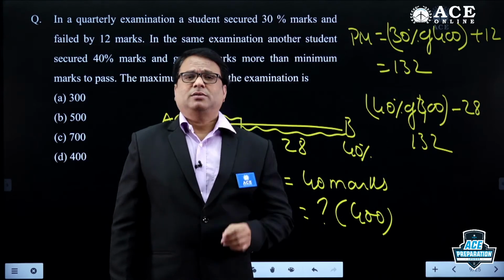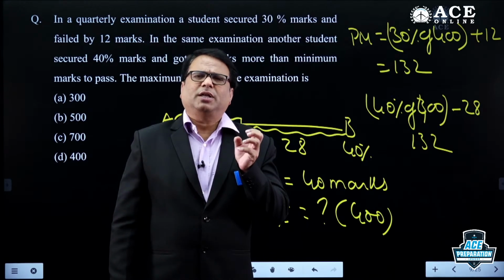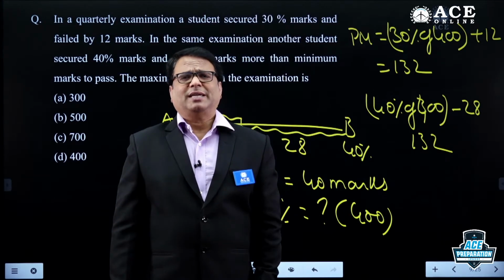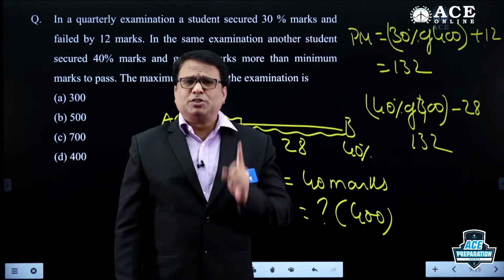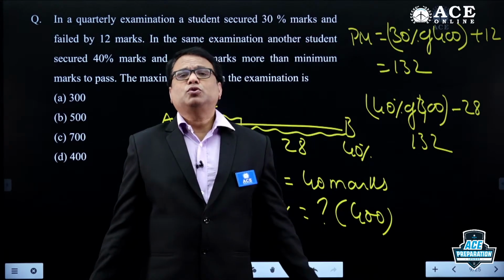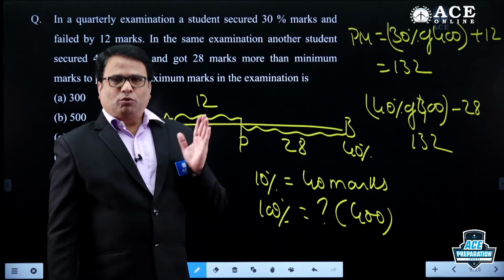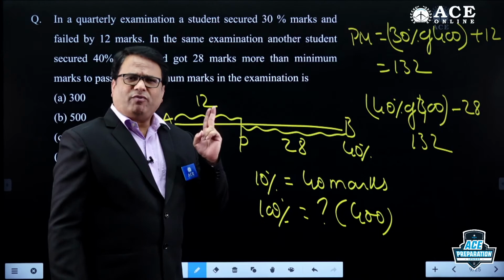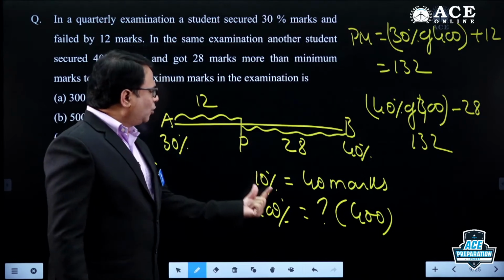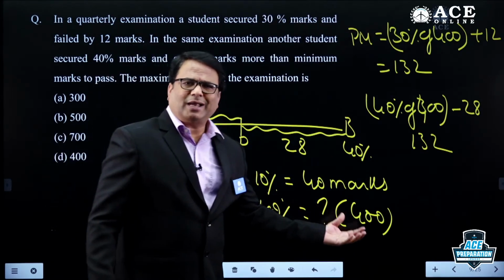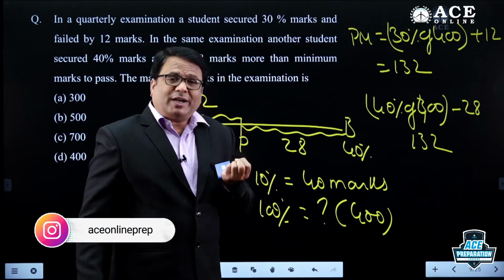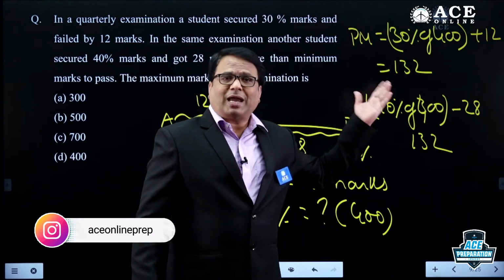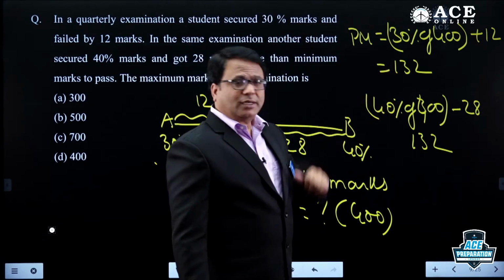Suppose if the question is, what is the minimum percentage required to pass the exam? If that is the question, then what are you supposed to do? I tell you. If the question is about minimum percentage required to pass the exam, then the first step is to find out maximum marks, which we have already done, 400. After finding the maximum marks, you need to find out pass marks. That also we calculated and it has come down to 132.